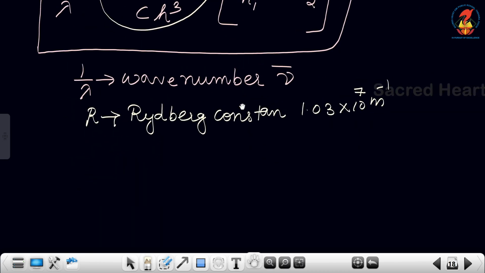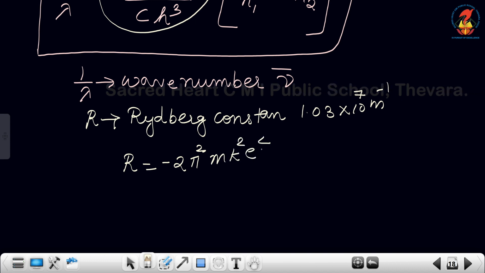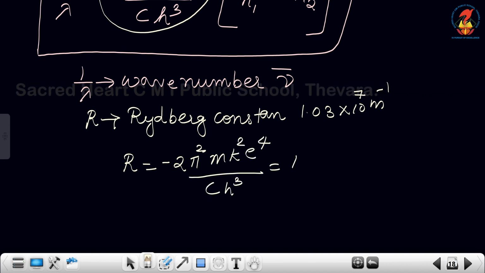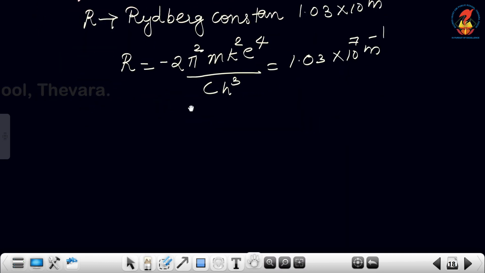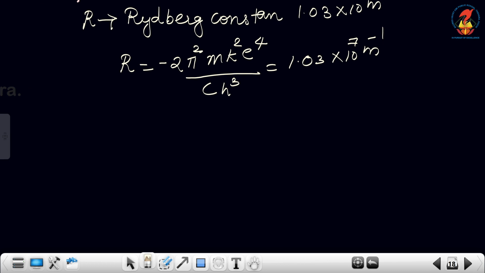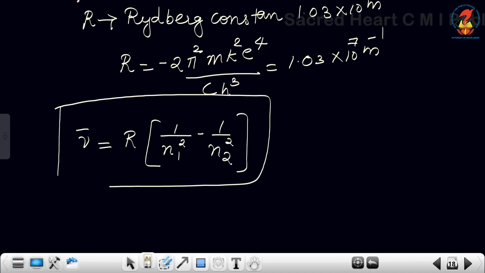So we can write R is equal to minus 2 pi square m k square e raised to 4 divided by c h cube. The value is 1.03 into 10 raised to 7 meter raised to minus 1, known by the name Rydberg constant. So our final equation for the difference in energy, in terms of wave number, is nu bar is equal to R into 1 by n1 square minus 1 by n2 square. Using this equation, we can explain the formation of several spectral lines.